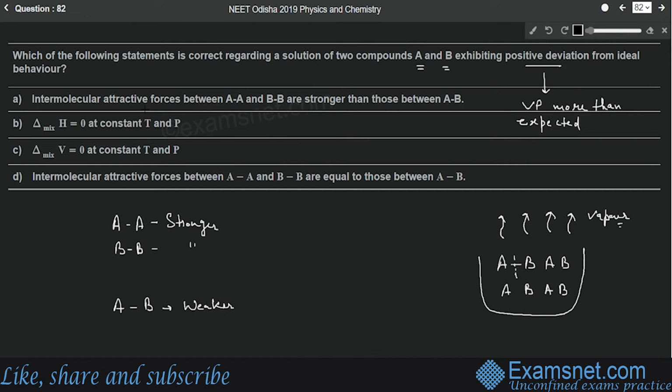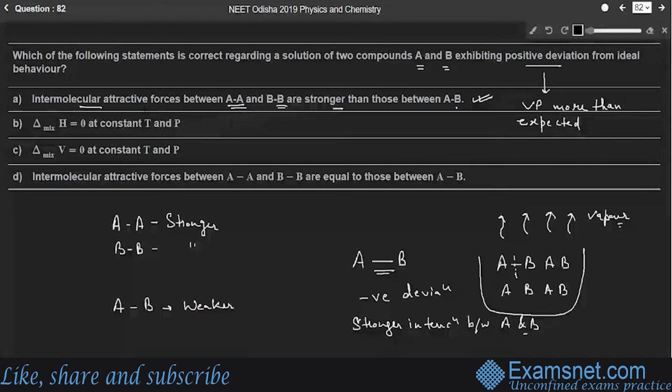Okay, so the first option is intermolecular attractive forces between A and B are stronger than those between A and A and B and B. So this is a correct statement. So in the first option only we have found the correct answer. Now on the other hand, what will happen when this interaction will be stronger? When the interaction between A and B is strong, then none of them will be able to escape. Okay, so there will be no vapor pressure here, so it will lead to negative deviation. Negative deviation means stronger interaction between A and B. Okay, so first option is correct according to this question.